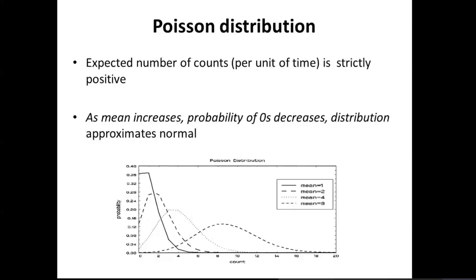This is true because the expected number of counts for count data is always strictly positive, okay? As the mean increases, the probability of 0 decreases. The distribution approximates normal, of course, if the mean increases and the standard deviation gets smaller. Look, for example, at the solid line here. When the mean is 1, you have this distribution, which is highly skewed, the solid one.